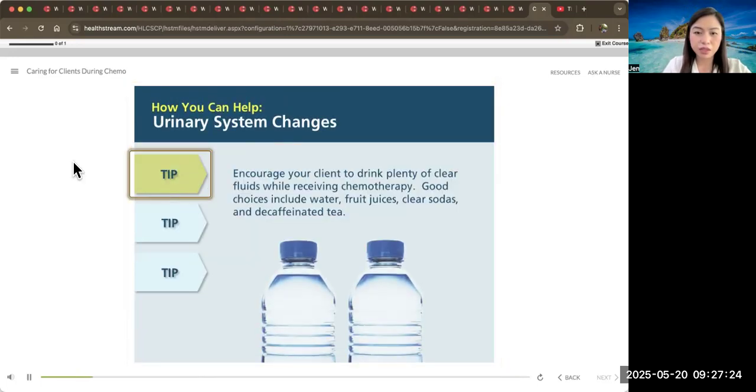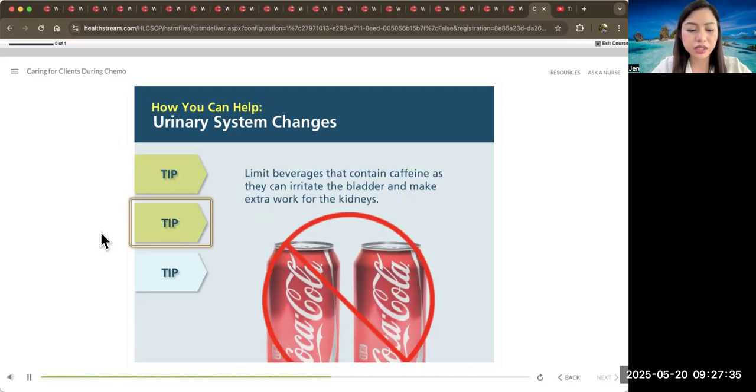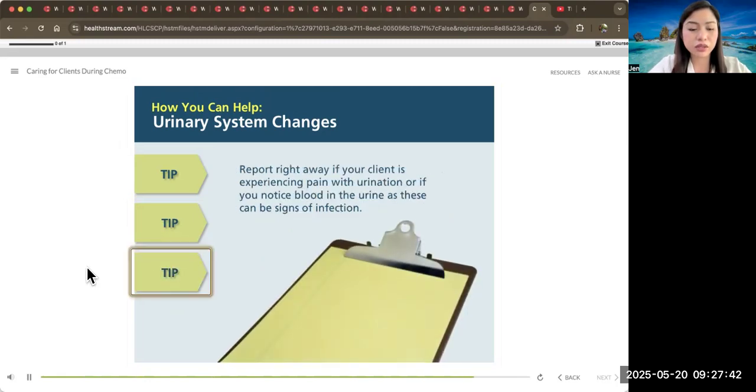Tip number one, encourage your client to drink plenty of clear fluids while receiving chemotherapy. Good choices include water, fruit juices, clear sodas, and decaffeinated tea. Limit beverages that contain caffeine as they can irritate the bladder and make extra work for the kidneys. Report right away if your client is experiencing pain with urination or if you notice blood in the urine, as these can be signs of infection.